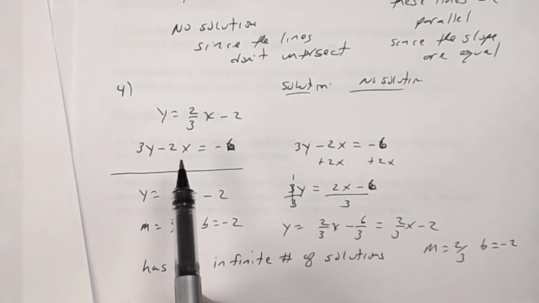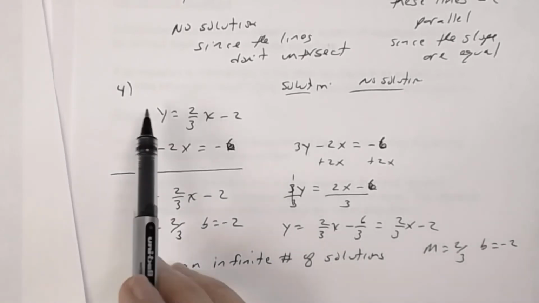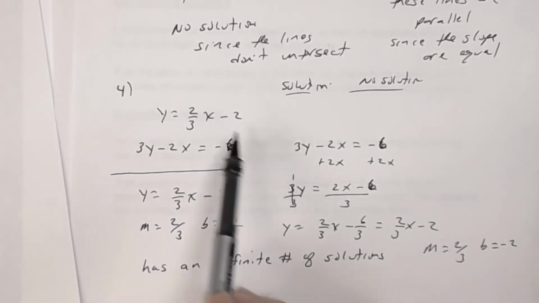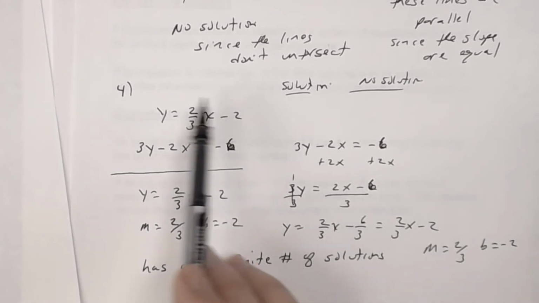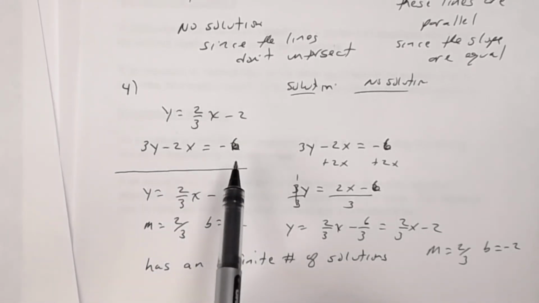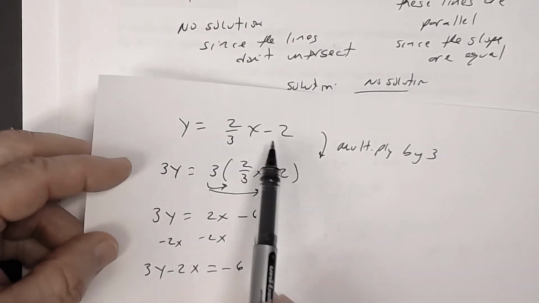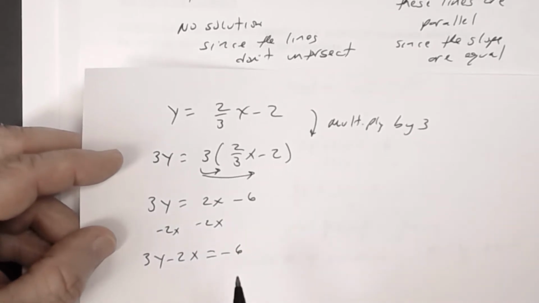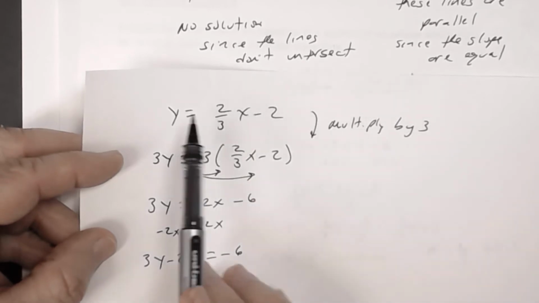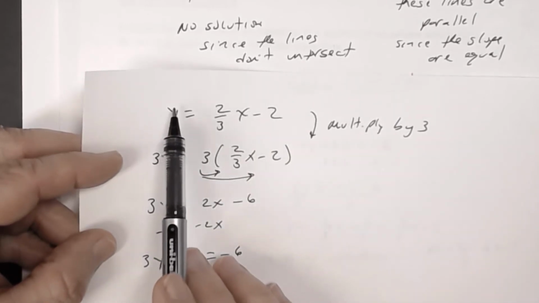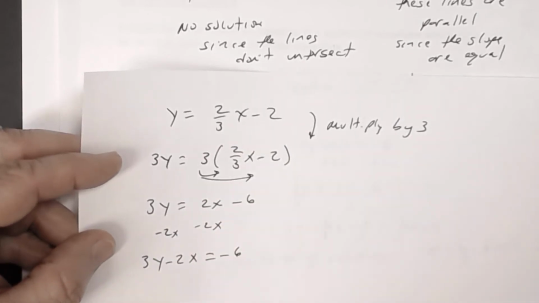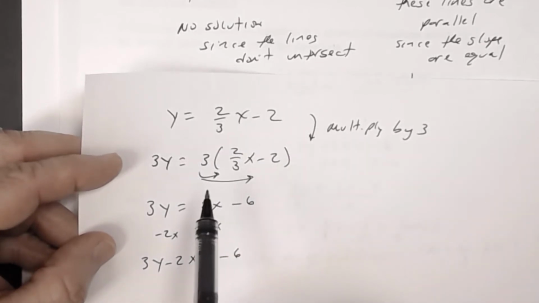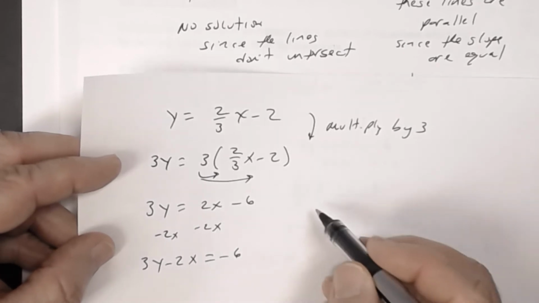So was I able to multiply one of these equations by some number and get the other? Yes. I multiplied this equation by 3 and I got the other equation. So I was able to take one of those equations, multiply by some number, and get the other. What that means is that each equation is dependent on the other.